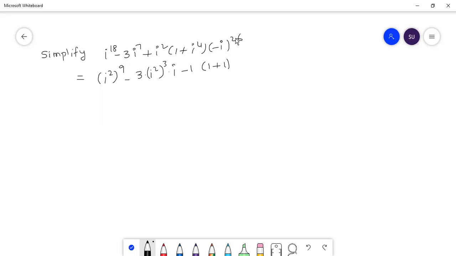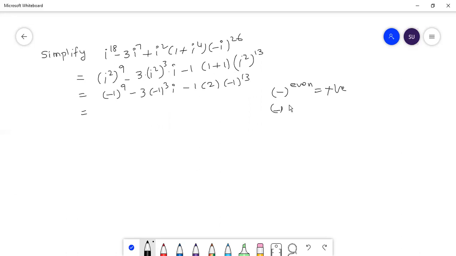That means negative power even number, that means positive value only we will get. For that, i power 26 can be written as i square whole power 13. Now use i square as minus 1. Minus 1 whole power 9 minus 3 into minus 1 whole cube into i minus 1 into 2 into minus 1 whole power 13. As we know, negative power even is equal to positive.